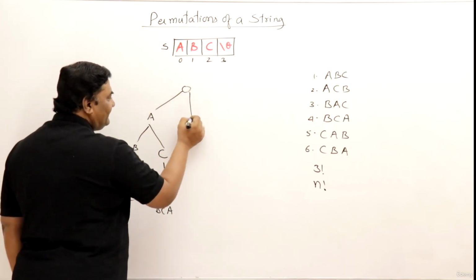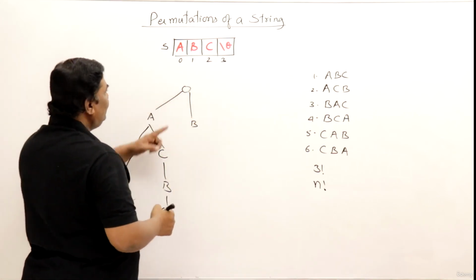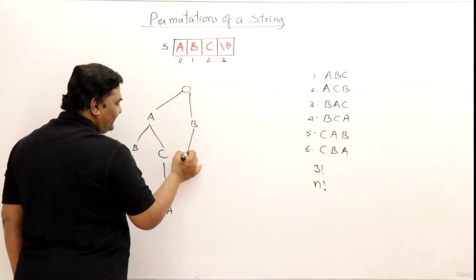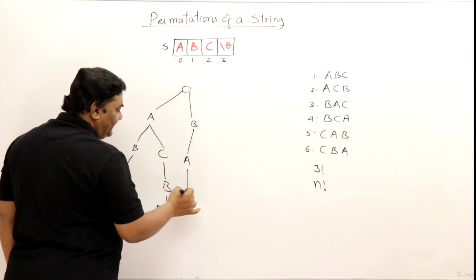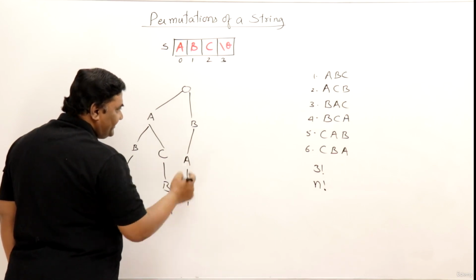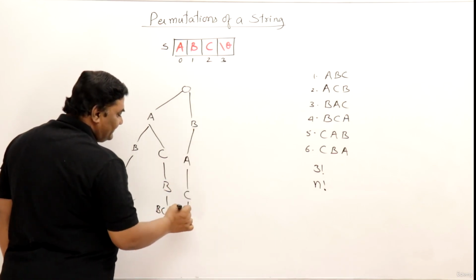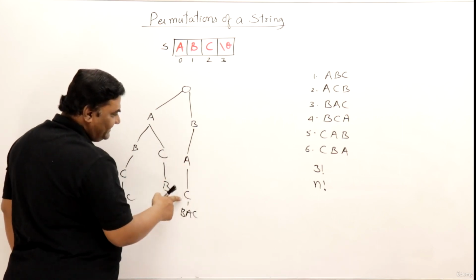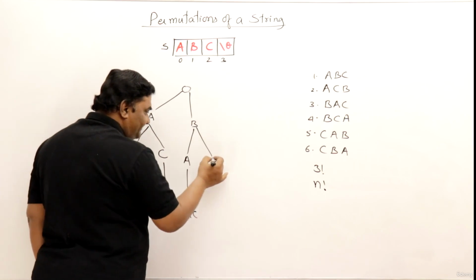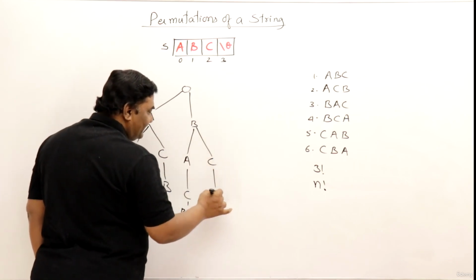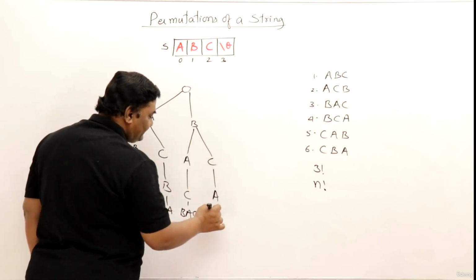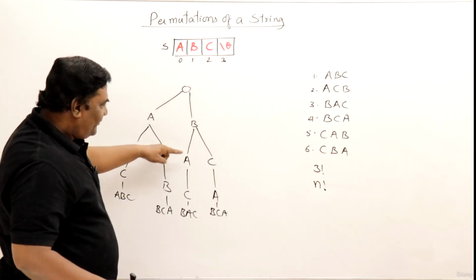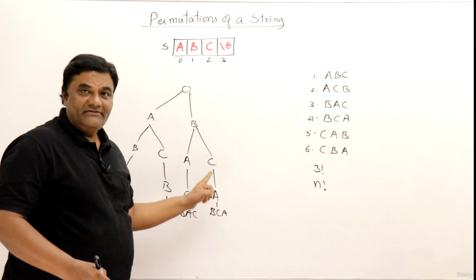So let us go to the next letter B. If I start with B, the next letter should be either A or C. First I will take A, then I will take C. So this is another permutation, B, A, C. Then go back. After A, only C was left. After B, C is possible. Then next is A. So B, C, A, another permutation. For B, A and C both we have tried.